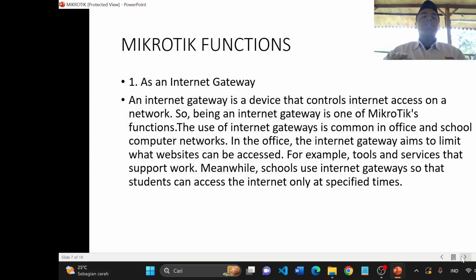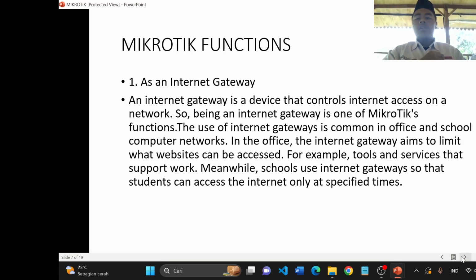Mikrotik functions. One, an internet gateway. An internet gateway is a device that controls internet access on a network. So being an internet gateway is one of Mikrotik's functions. The use of an internet gateway is common in office and school computer networks. In the office, the internet gateway aims to limit what websites can be accessed.